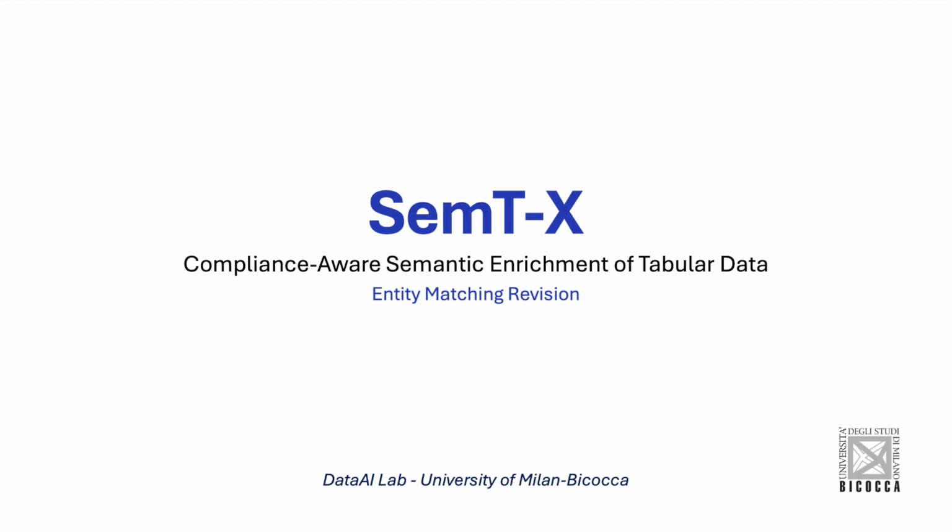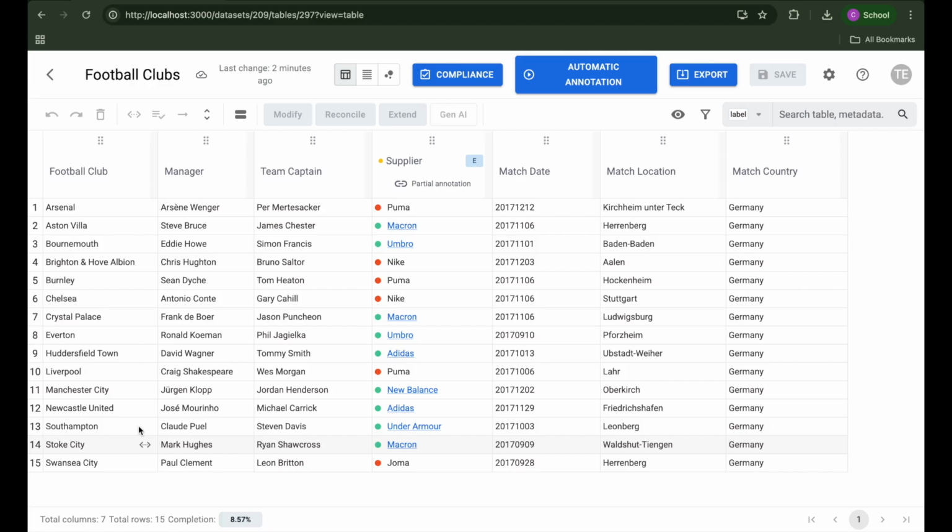Welcome to this video, where we will show you how to perform the entity matching revision. It consists of reviewing the reconciliation results and performing the manual reconciliation. As we can see, the supplier column is only partially reconciled.